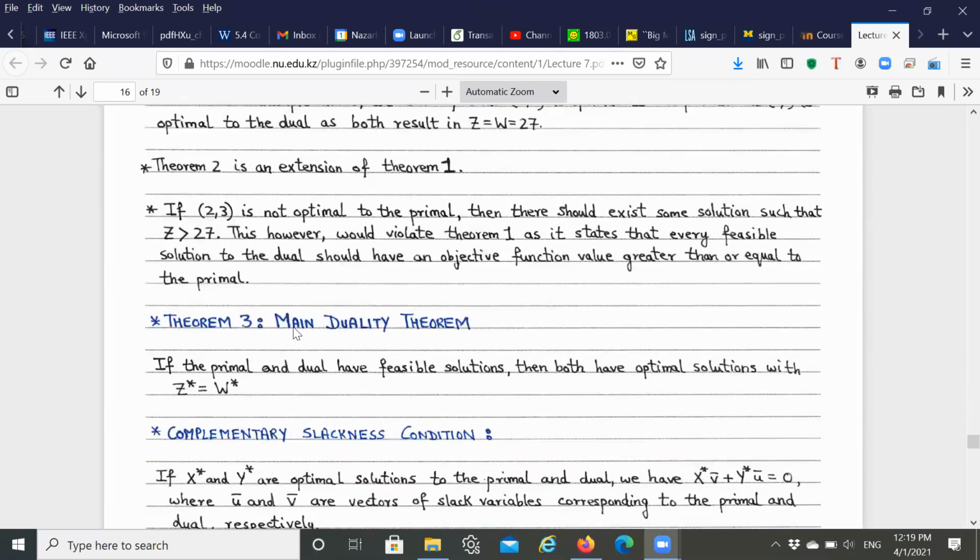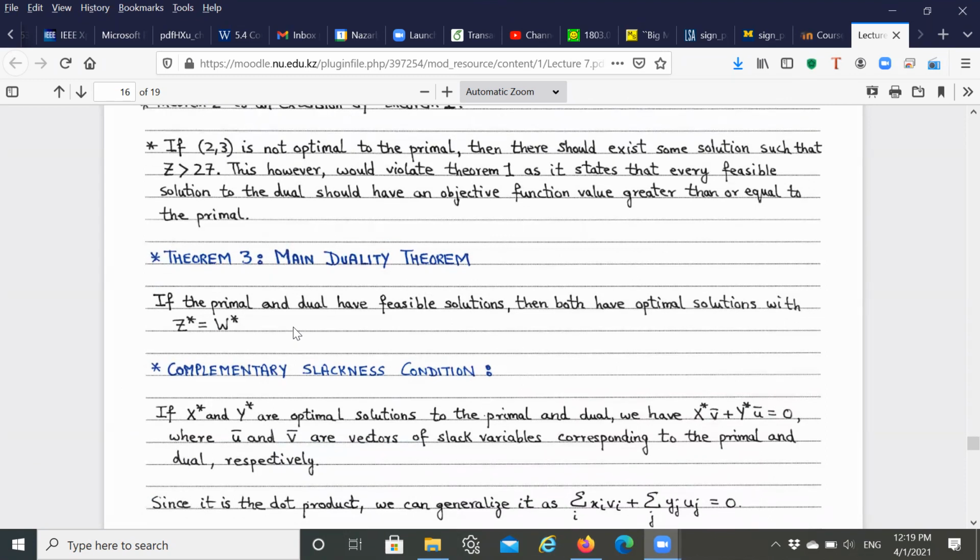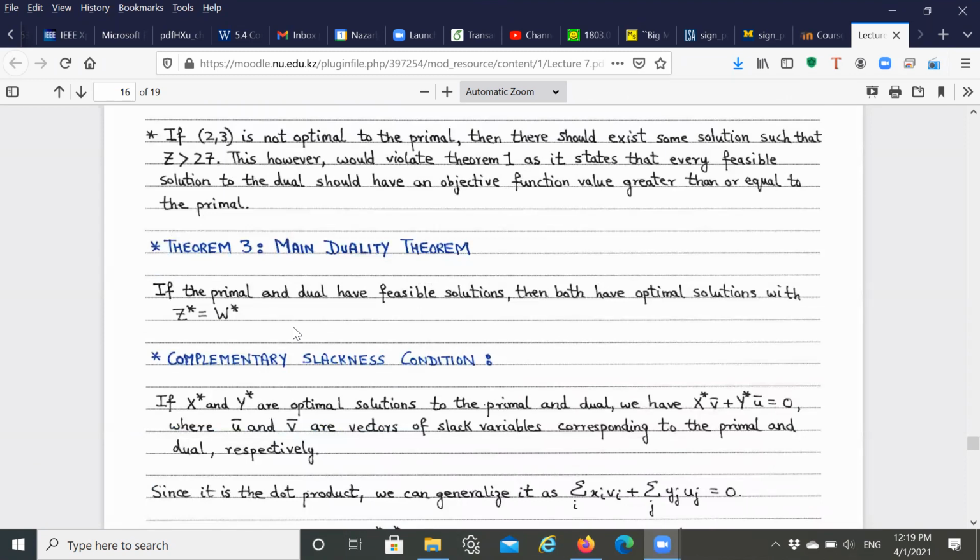That's it. Let's go to theorem 3. Theorem 3 is the main duality theorem, which actually generalizes the previous two theorems, and it's giving you a general theorem. Now it's telling you that if the dual and the primal have feasible solutions, then their optimal solutions will always be equal.